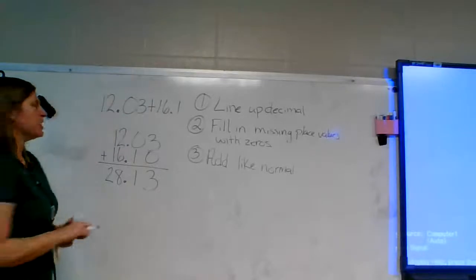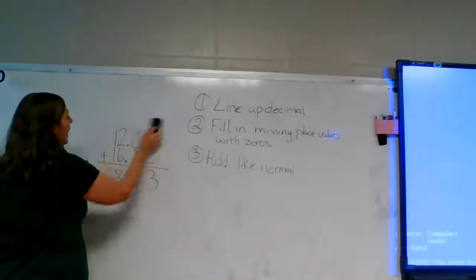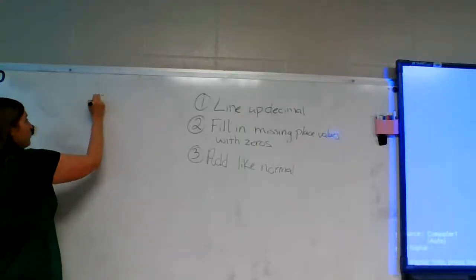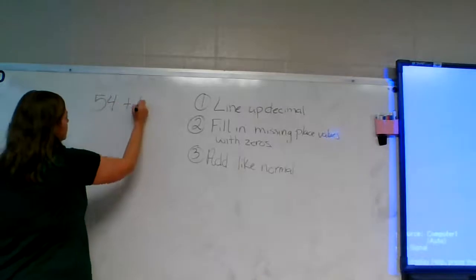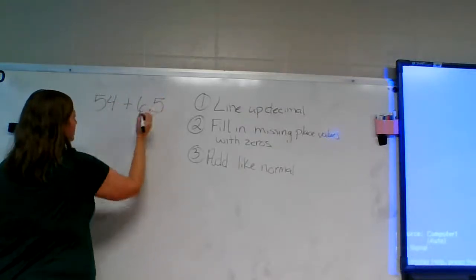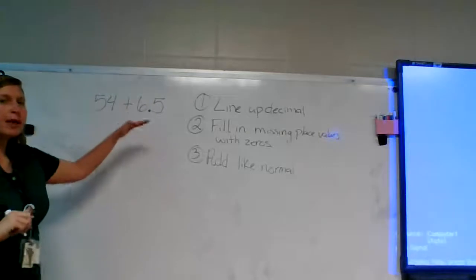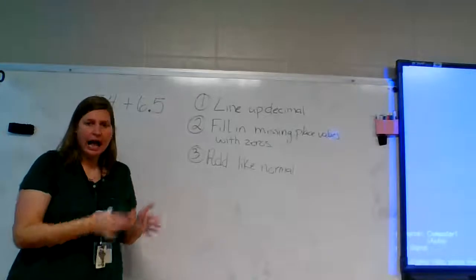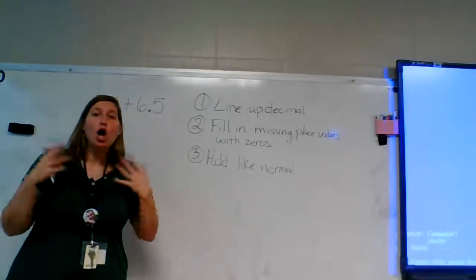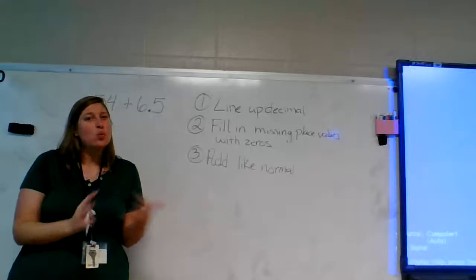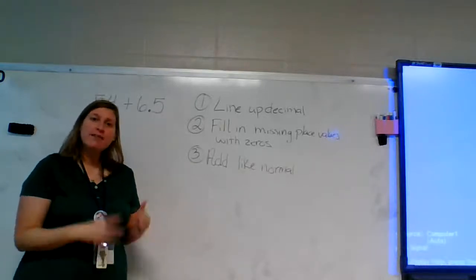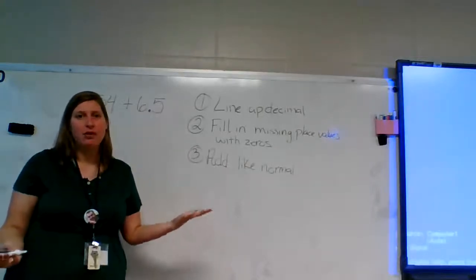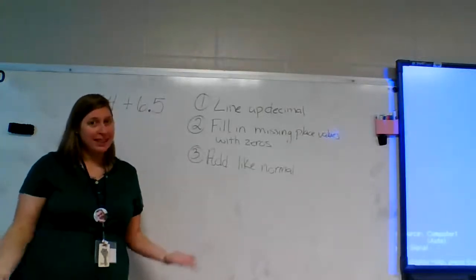Not all numbers have decimals. So what happens when I have a number, say 54 plus 6 5/10? One of my numbers has a decimal. The other one doesn't. You still have to line up your decimal. All numbers have decimals. We just don't write them sometimes. If we have a whole number that doesn't have anything in the decimal places, typically we just leave it off. But it is always really there.